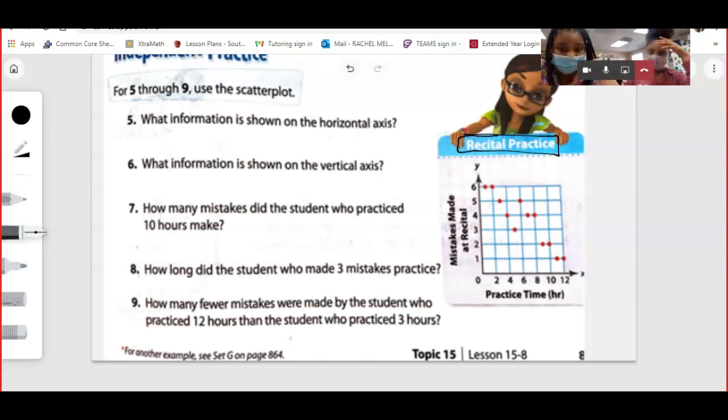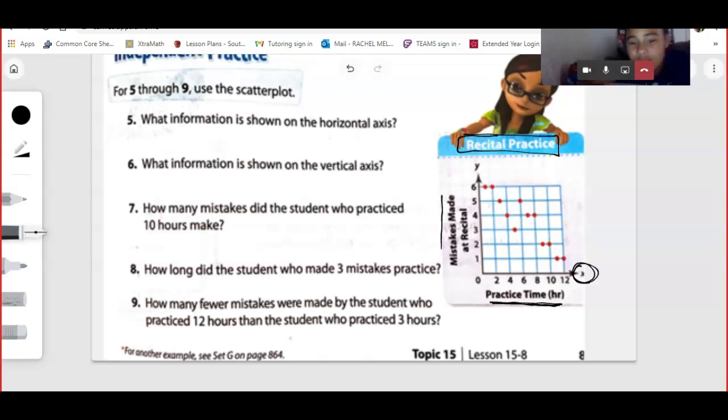The x-axis is horizontal. What's the label for that? Practice time. Very good. Remember, x is right here, right? So practice time in hours is our x label. Okay. So what is our y label? Mistakes made at recital.